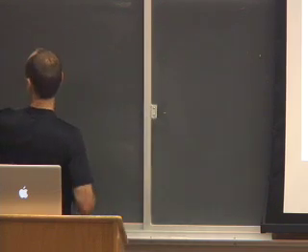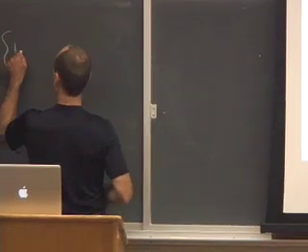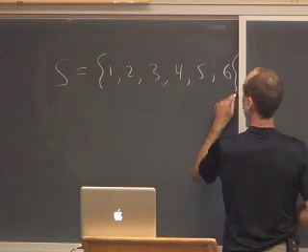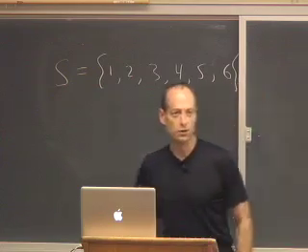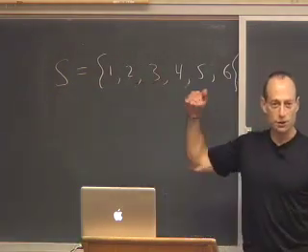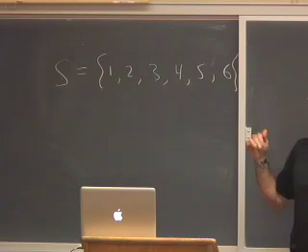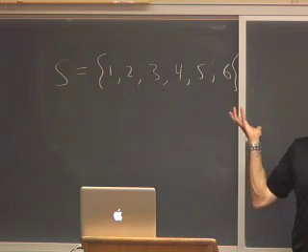Okay, so the outcome space S looks like 1, 2, 3, 4, 5, 6, right? Those are the things that could possibly happen, the numbers that could possibly show on the top face, okay? And so what's the uniform distribution on this?